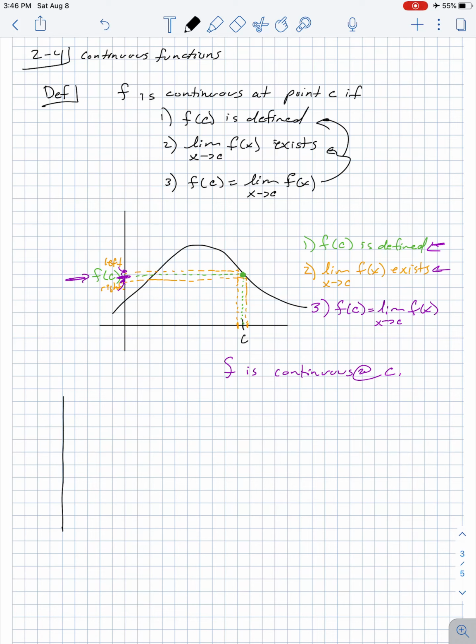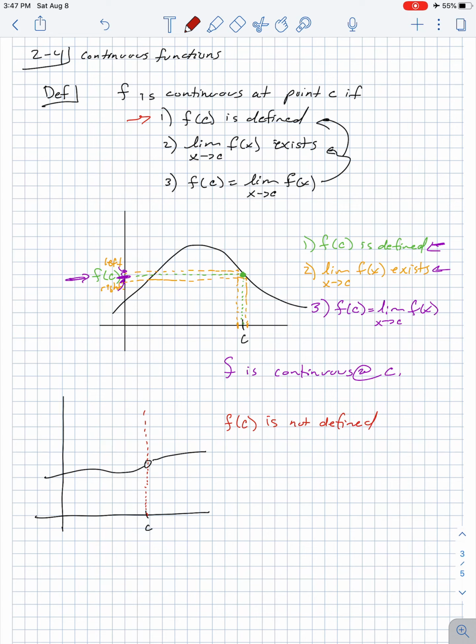The first situation is a function with a hole. We're going to look at this point right here, C, and we're going to walk through the definition. So first part of the definition, f of C is defined. I walk C up to hit the function. Oh my gosh, look what happens. I never hit the function because there's a hole there. There's no f of C. The function's not defined at that point.